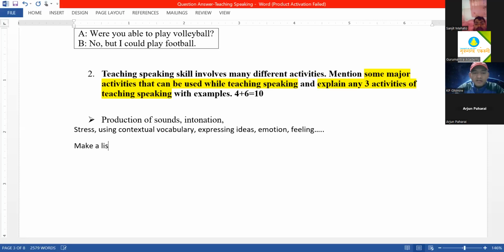So make a list of all the activities. Those activities like discussion, role play, right? Information gap activities, just picture describing, whatever we discuss, make a list of all. And out of them, describe. Third part here, describe.